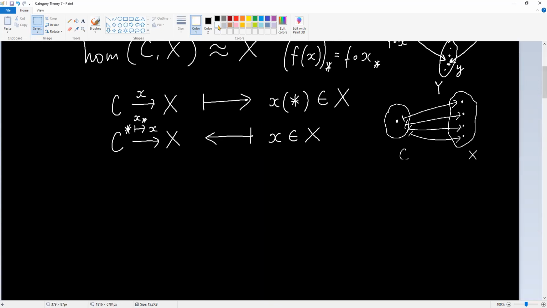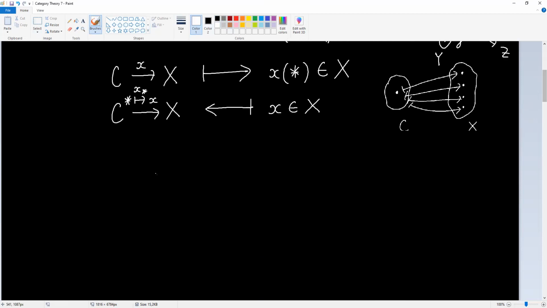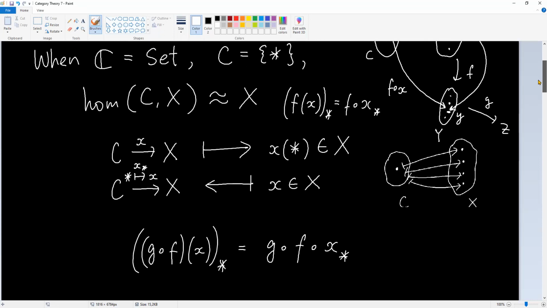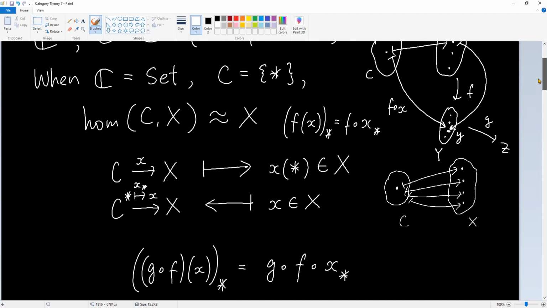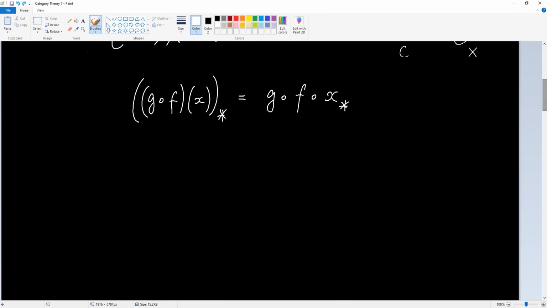So what happens if now I have another function g from y to z? Then if I take g composed with f and evaluate that at x, this seen as a morphism will equal g composed with f composed with x seen as a morphism. And why is that so? Well, we can derive that fact from this algebraically. Also geometrically, it's quite obvious to see that, but algebraically, we can also derive that.